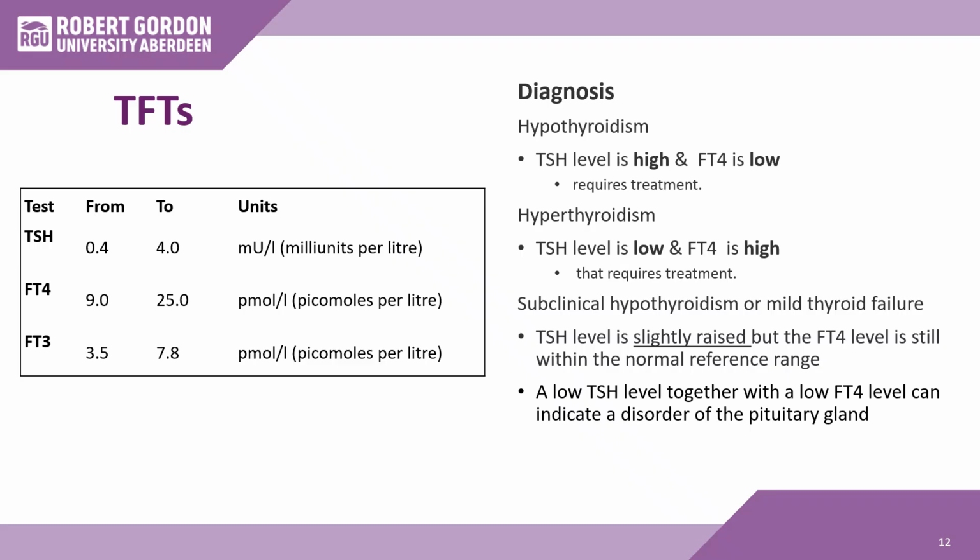So for hypothyroidism, typically we'll have a high TSH and a low FT4, and this would require treatment. Subclinical hypothyroidism or mild thyroid failure, you could have slightly raised TSH, but the FT4 level could be within the normal reference range. Also, you could have a low TSH level together with a low FT4 level, and this indicates a disorder of the pituitary.